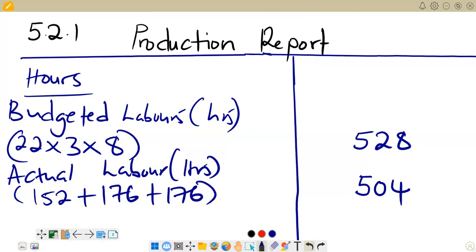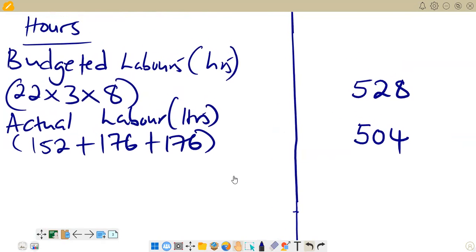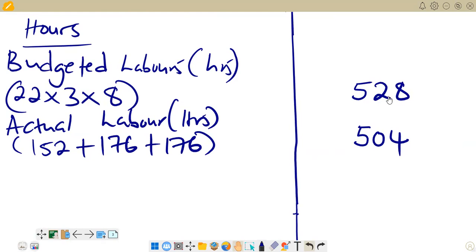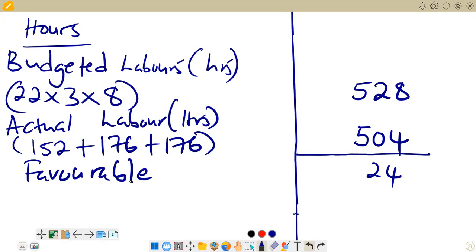Then we make a comparison between the two. Here you would see that the budgeted is greater than the actual. So what does it mean in terms of labor hours? If the budgeted is greater than the actual, we are going to have a favorable balance here. We can just find the difference: 528 minus 504, we get 24 here. And this is going to be represented as a favorable position.